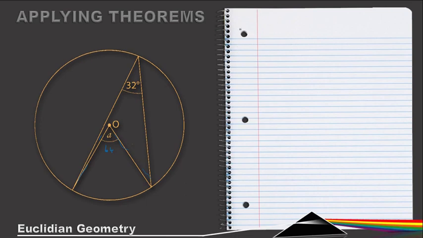Now if we put that over here, we'll say that angle A is then equal to 2 times 32 degrees, and the reason is angle at center is equal to 2 times angle at the circumference. And therefore A is equal to 64 degrees.